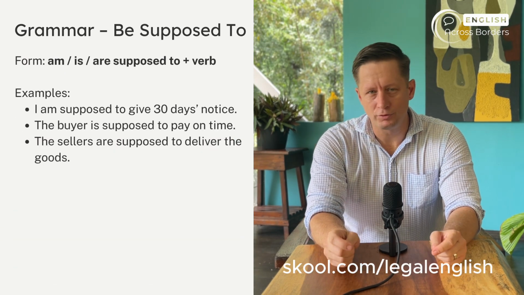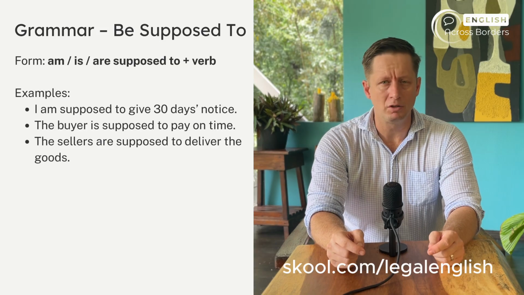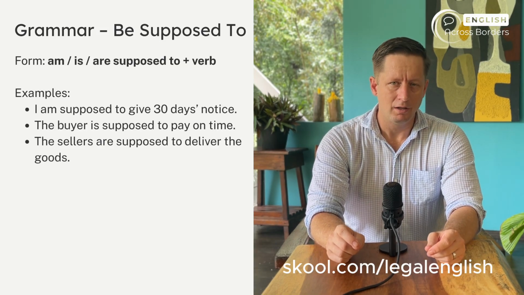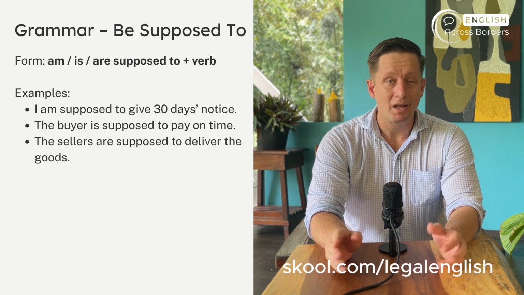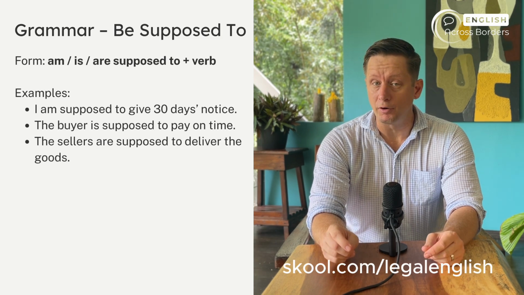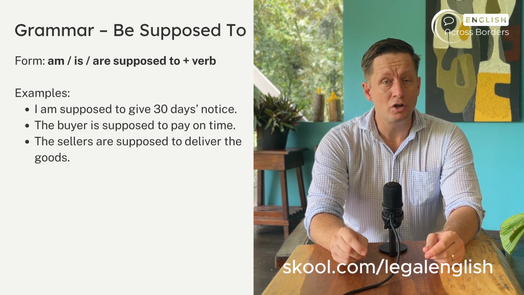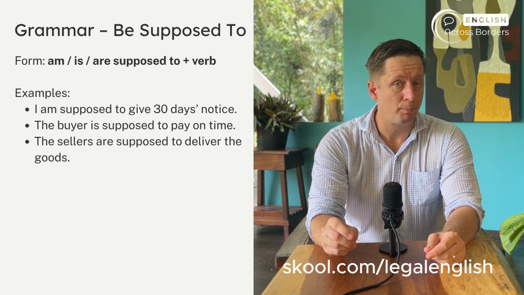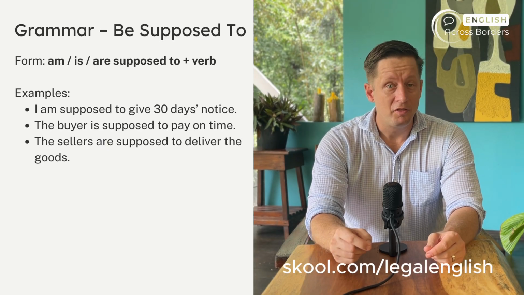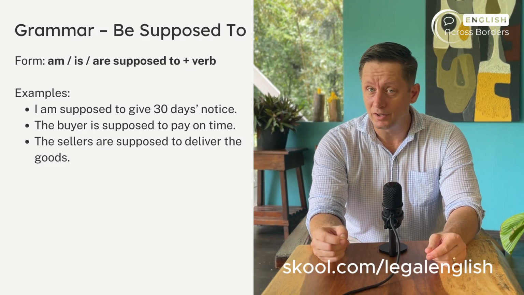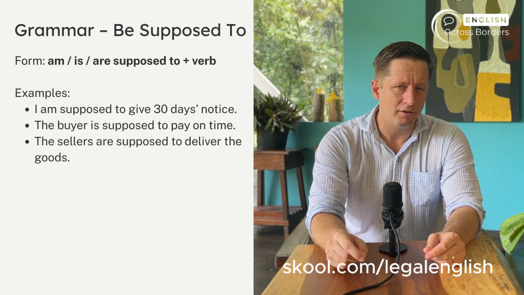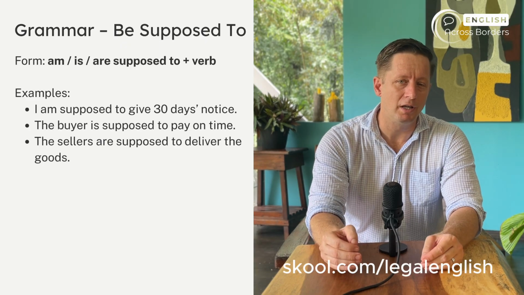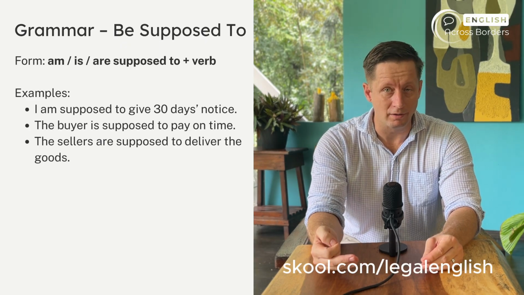Be supposed to means expectation or duty, but it sounds softer than must. Look at the three forms. I am supposed to give 30 days notice. This shows what I personally must do. The buyer is supposed to pay on time. This is the buyer's duty in the contract. The sellers are supposed to deliver the goods. This shows the obligation of more than one seller.